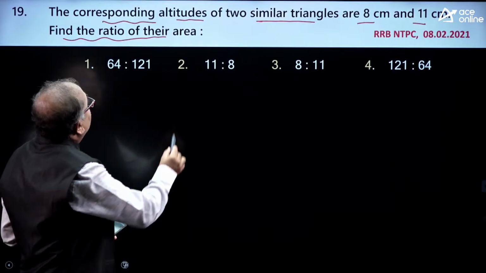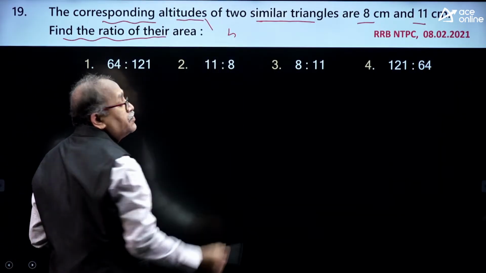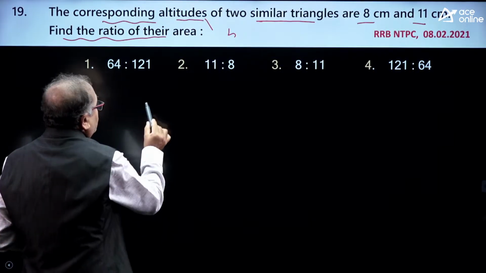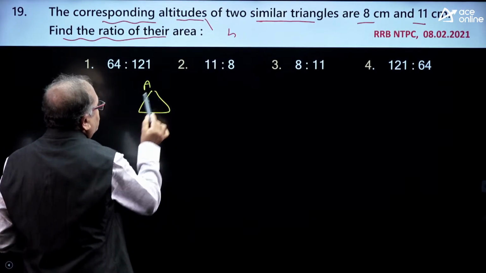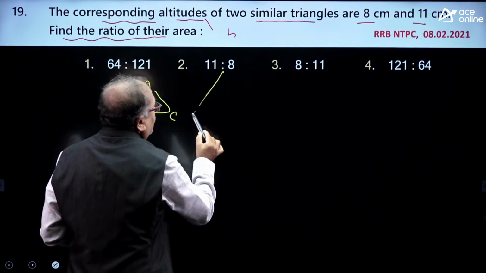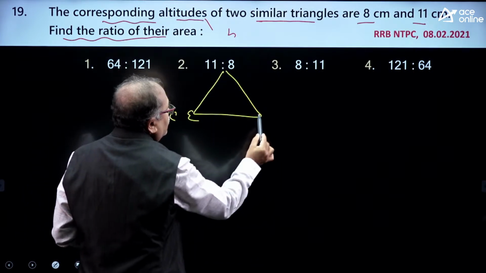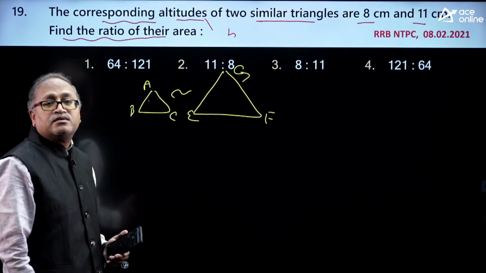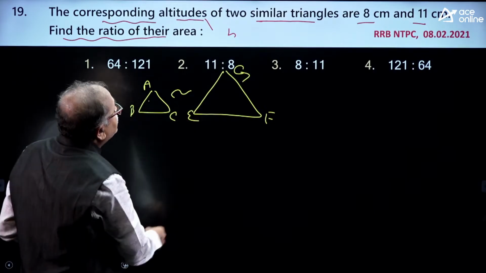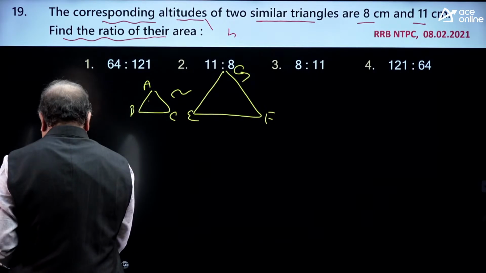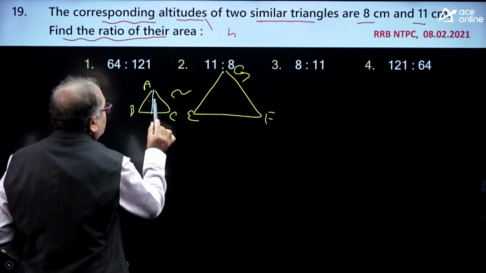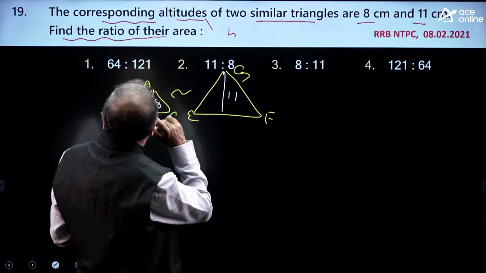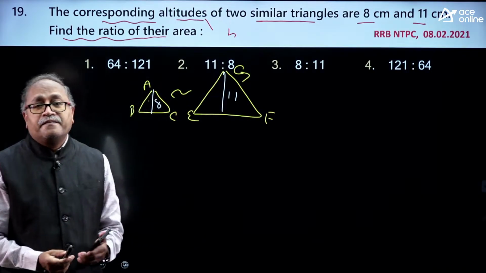So the height h is given to us. These two are similar triangles. That is, let's say this is A, B and C, and this is E, F and G. These are similar triangles, and the heights are given to us: here it is 8 and here it is 11. You are asked to find the ratio of the areas.